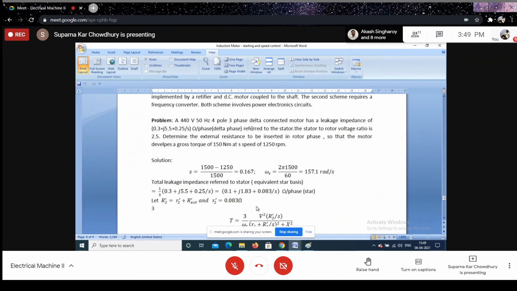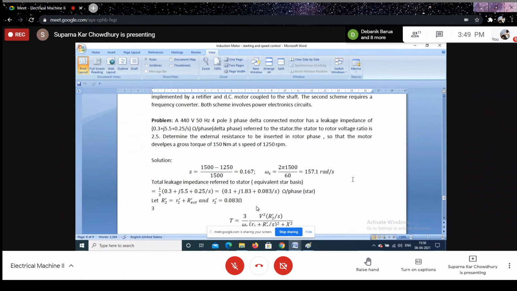So this is a 4-pole motor with a 50 hertz supply, so synchronous speed is 1500 RPM. So our slip is (1500 minus 1250) by 1500, that is 0.167. And omega S, the synchronous speed in radian per second, is 157.1 radian per second.